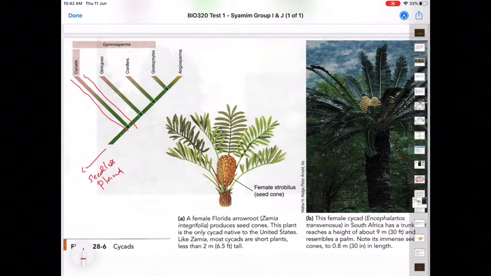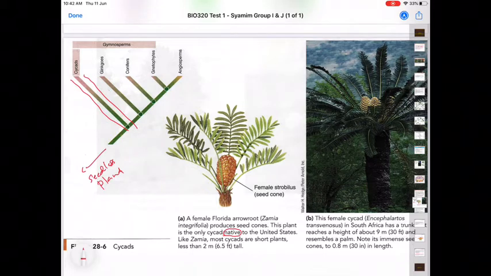So this is the female Florida arrowroot, okay, species Zamia integrifolia. So they produce seed cones. This plant is the only cycad native to the United States. Native maksudnya pokok ni memang asal dia daripada US.